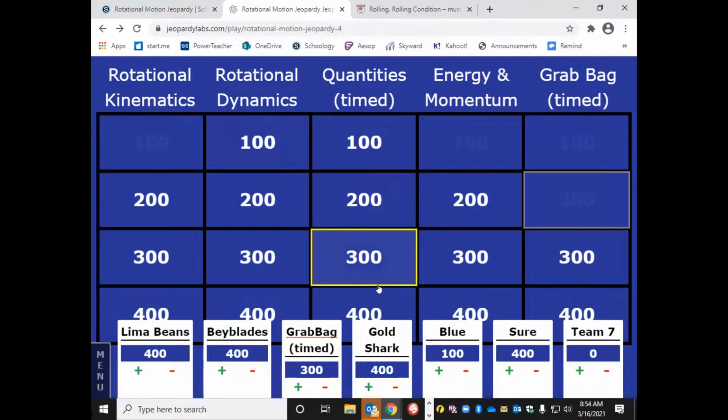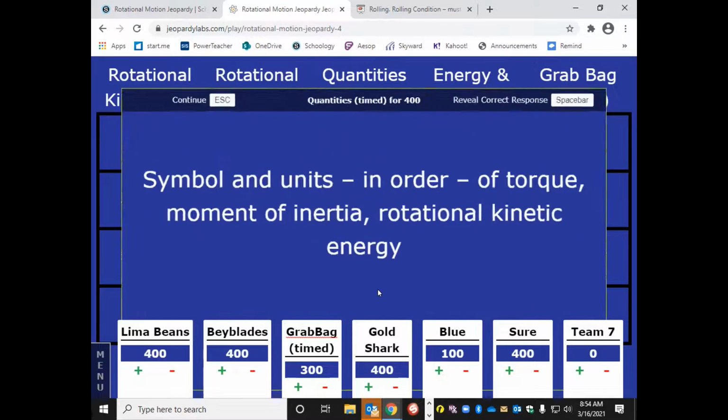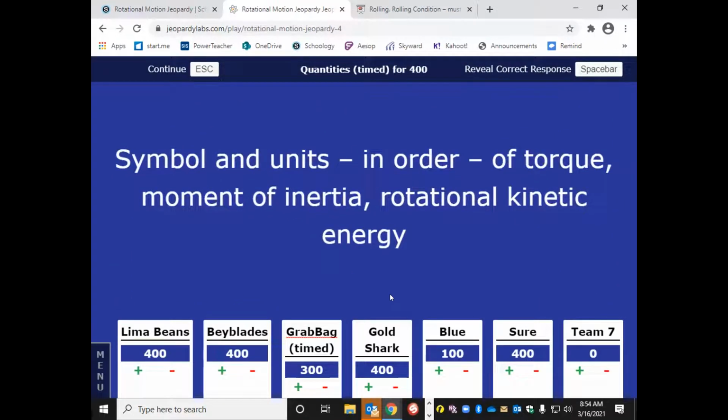Quantities for 400. Ooh. All right, same plan. Symbol and units in order of torque. So symbol and units of torque, moment of inertia, rotational kinetic energy.